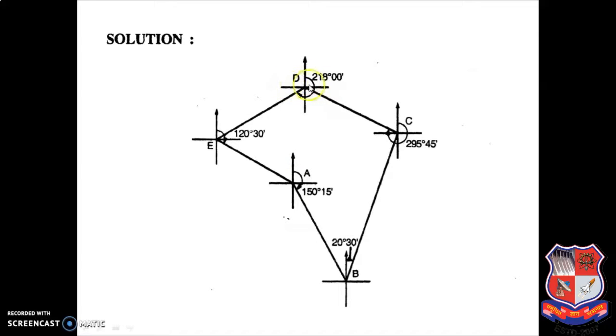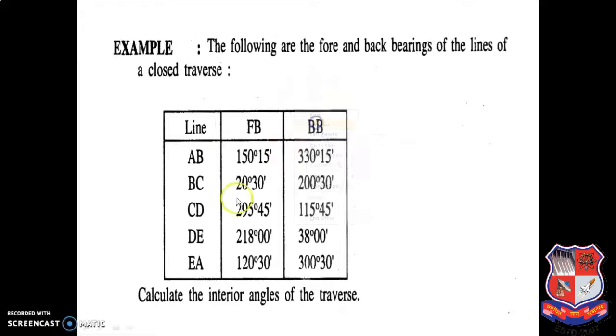So again you have to draw this line. You have to mention the quadrant: first quadrant, second quadrant, and third quadrant. From D to E, you have to draw this line, and you have to mention the angle 218 degree. And for EA, fore bearing is given as 120 degree 30 minute.